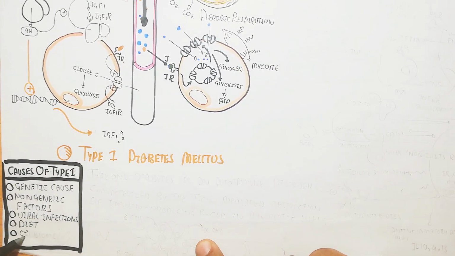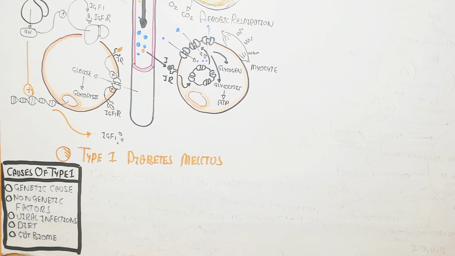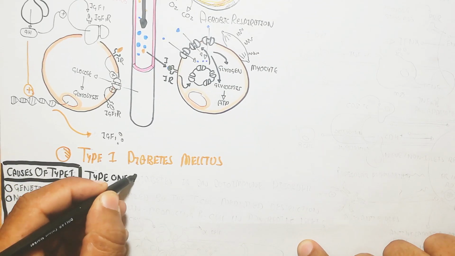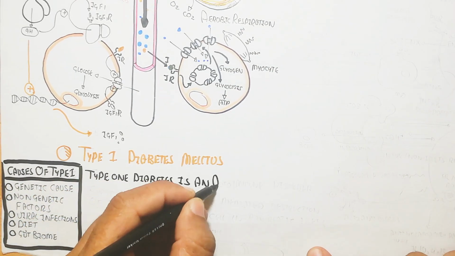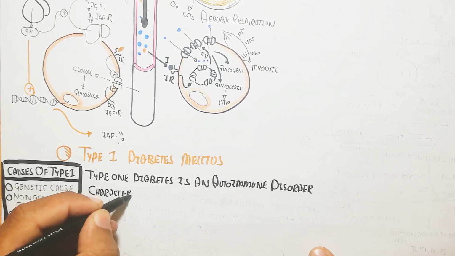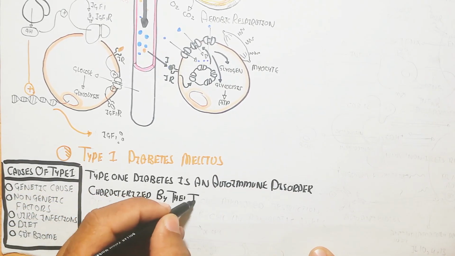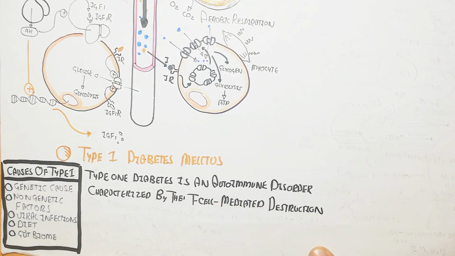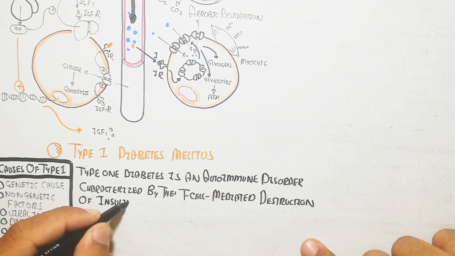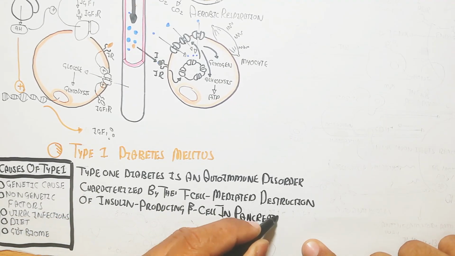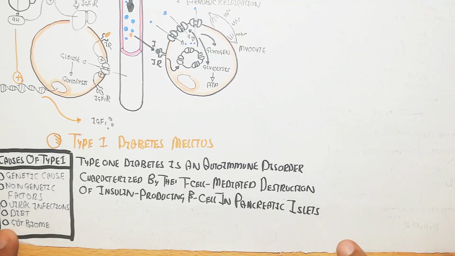But the cause of type 1 is genetic cause and non-genetic factors. Viral infection and diet or gut biome changes can lead to this problem. Type 1 diabetes mellitus is an autoimmune disorder characterized by the T cell mediated destruction of the insulin producing beta cells in the pancreatic islet of Langerhans.